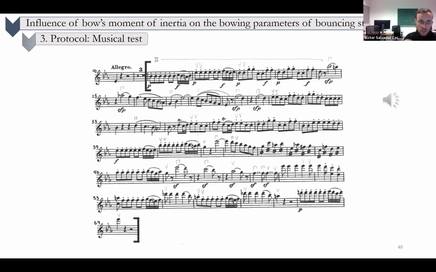So this is the excerpt that most violin players may know, because it's widely asked in orchestral auditions. And maybe you're able to hear how the first line of this music sounds as performed by one of our participants.